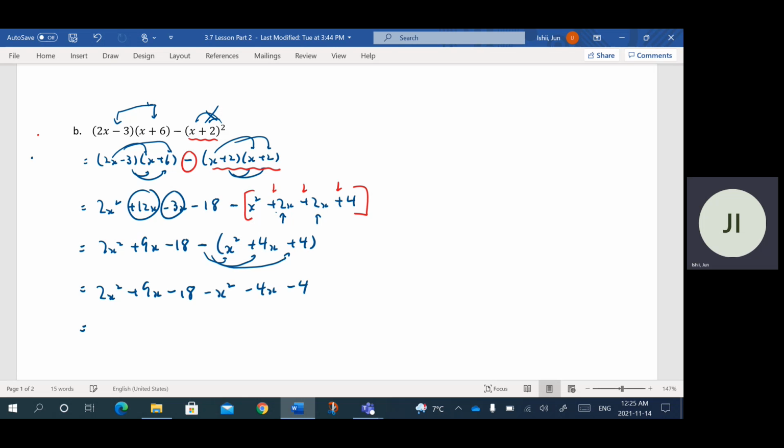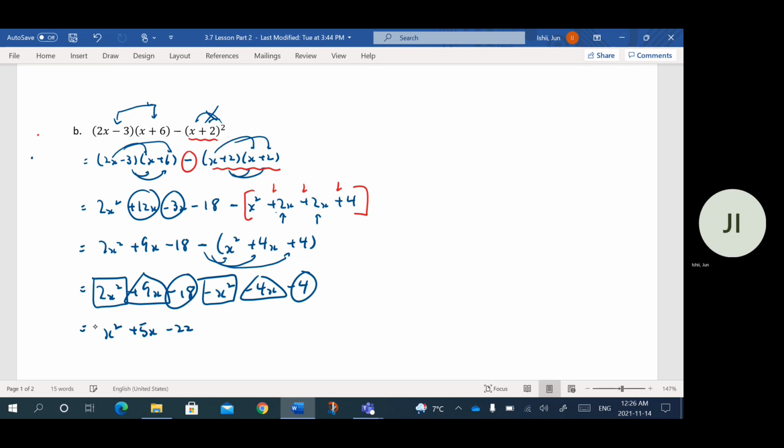Now let's collect our like terms. 2x squared minus x squared is just x squared. I've got 9x minus 4x, which is positive 5x. And then negative 18 minus 4 is negative 22. And we are done.